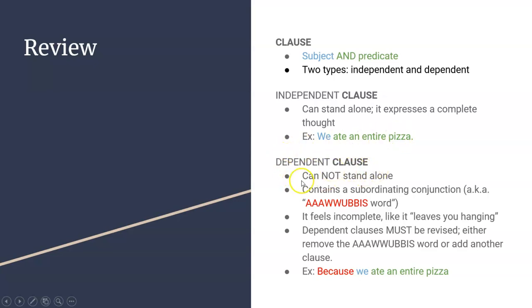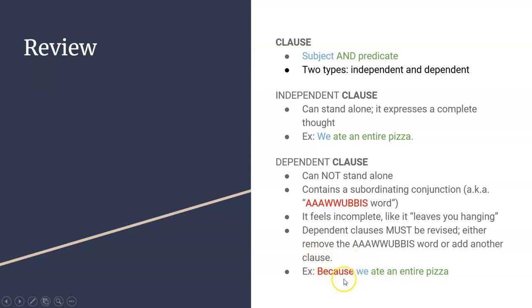A dependent clause cannot be freestanding. It can't stand by itself. And usually that happens because you have what's called a subordinating conjunction, also known as WUBIS words, which we'll get to in a minute. And those clauses feel incomplete. It's like the sentence just leaves you hanging. So a dependent clause has to be revised. And the way that you do that is either by removing that WUBIS word or adding another independent clause.